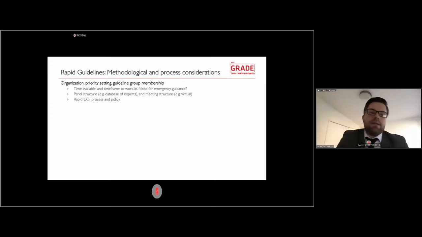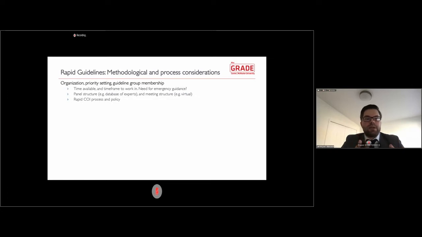We have to consider the time available and the time frame to work in. For example, is there need for emergency guidance? Is it something that needs to be produced within a 1 to 2 week time frame or a 1 month time frame, which I'll touch upon in one example on the next slide.